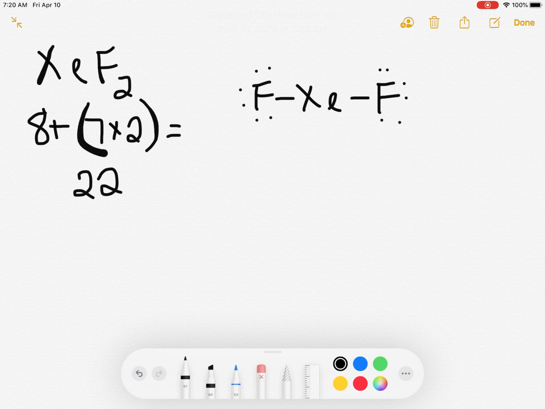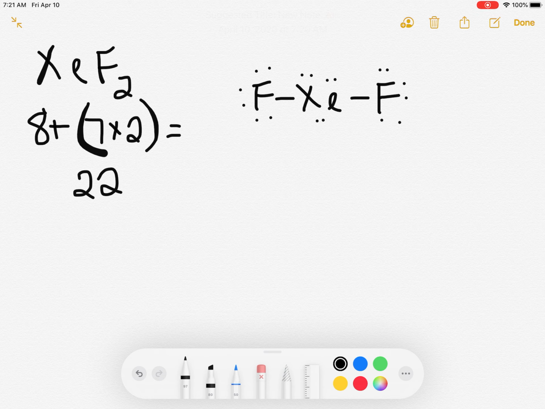And that was 16 electrons. So we still have 6 more valence electrons to use. And remember, if you have anything left over, it all goes on the central atom in lone pairs. So we're going to have 3 lone pairs on the central atom like that. And then we're finished.